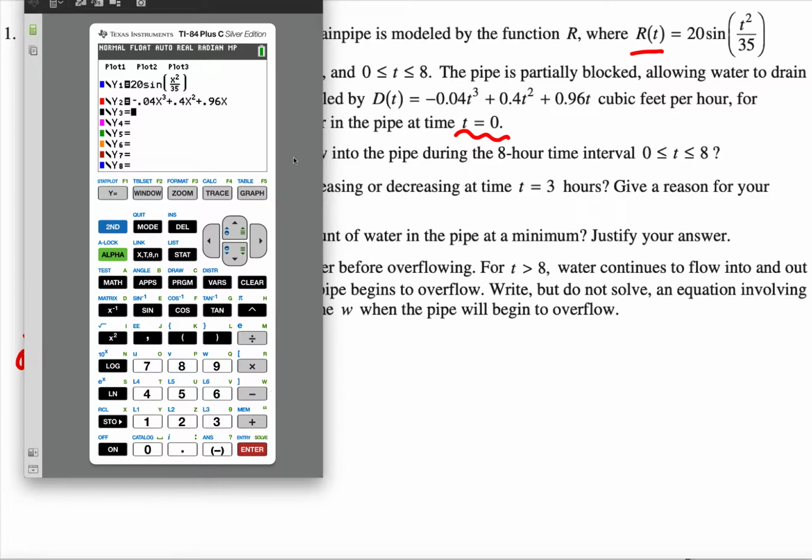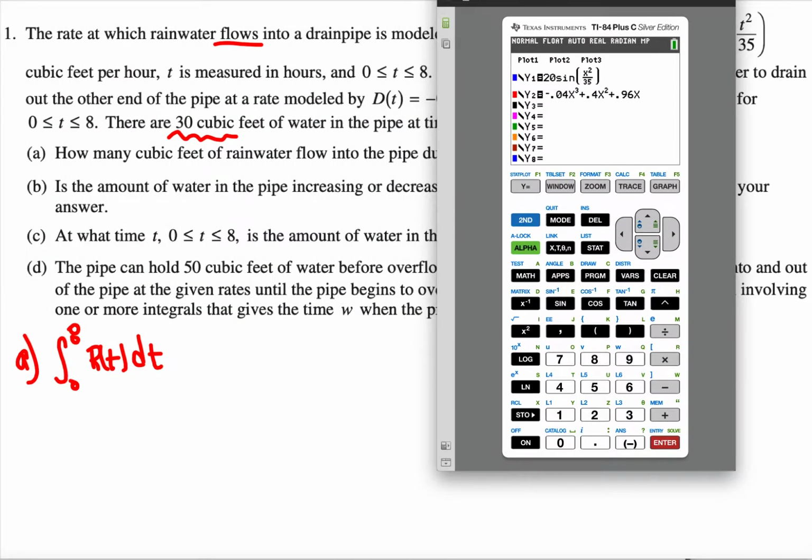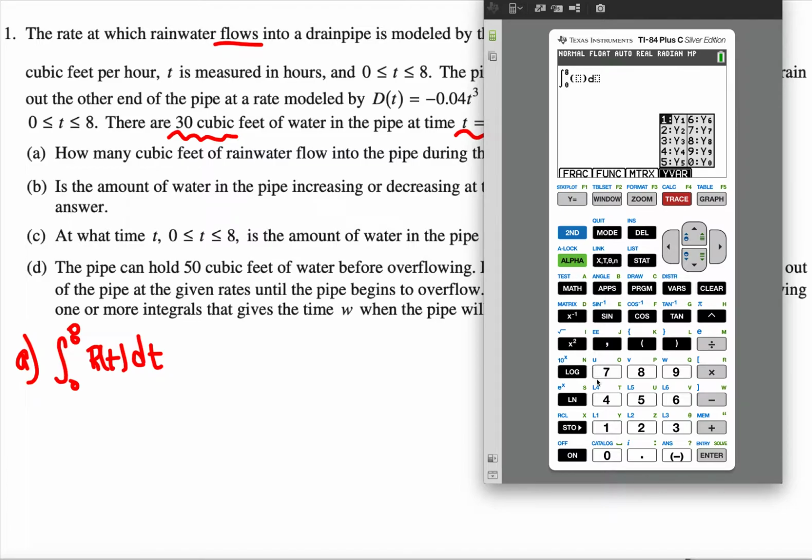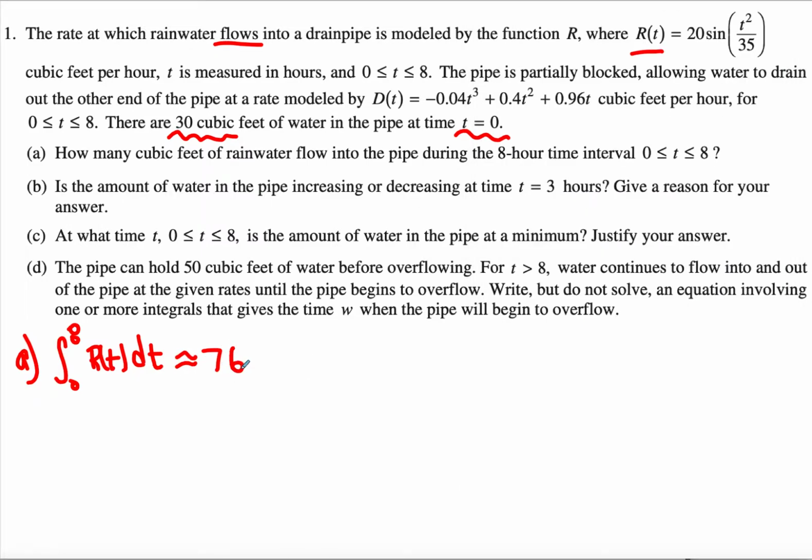Now the first question can be answered by integrating y sub 1 from 0 through 8. So I'm going to quit, then math, integrate, which is number 9, from 0 through 8, y sub 1 (alpha trace, y sub 1), and then dx. So we get 76.570. That's what we need to answer for part A.